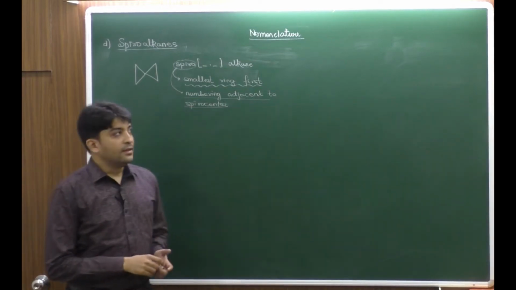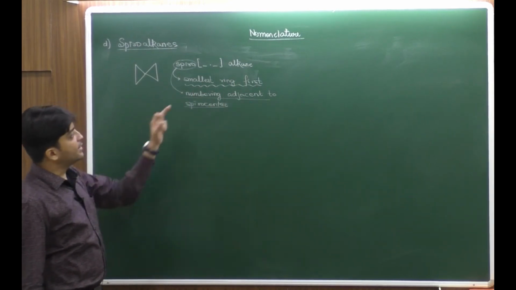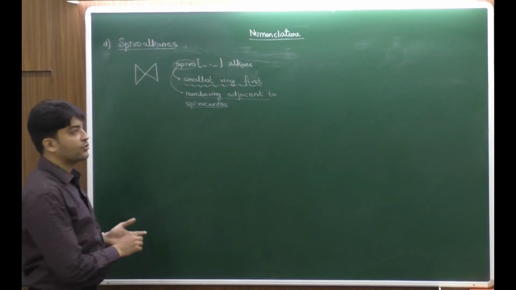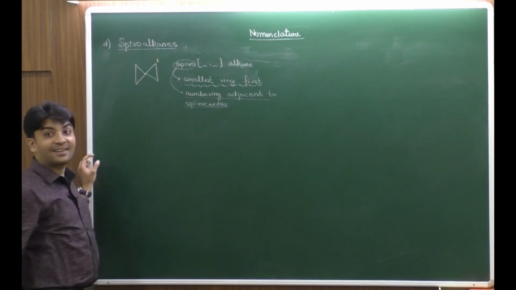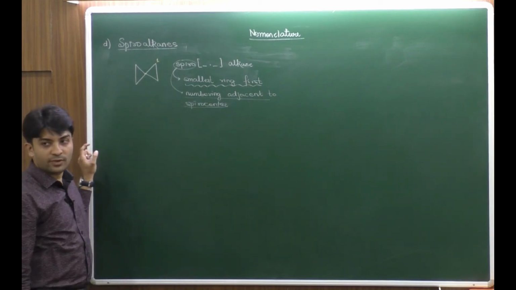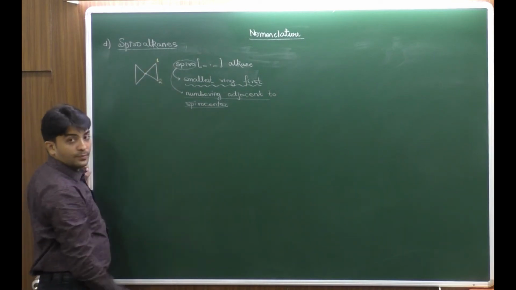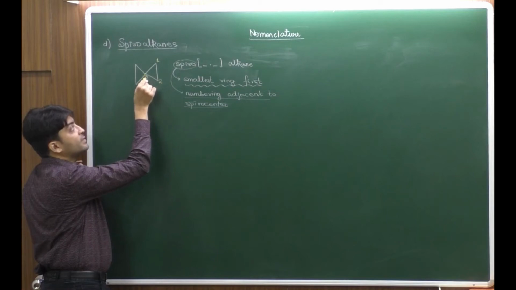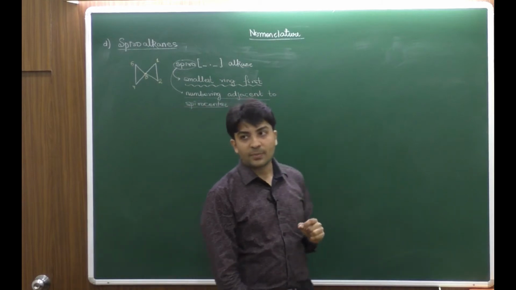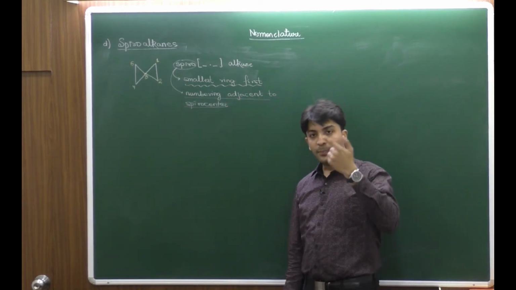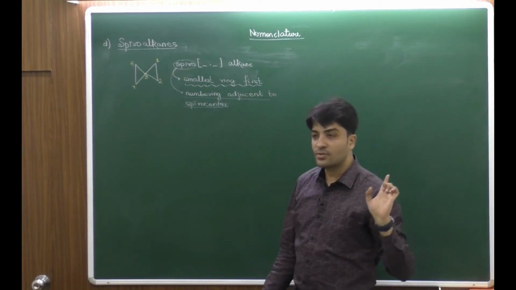So let's start. Firstly, the rings are of equal size, so the first rule doesn't apply. Secondly, the numbering should be done adjacent to the spirocenter. If this is the spirocenter, this carbon will be numbered 1. It starts from the carbon adjacent to the spirocenter. Now how do you number the other carbon? So in the first ring, I will number 1, 2. Then I'll come to the spirocenter and I'll complete the other ring. This is the numbering. Start from the carbon adjacent to the spirocenter, then complete the first ring, come to the spirocenter, continue with the second ring. Start with the smallest ring first.